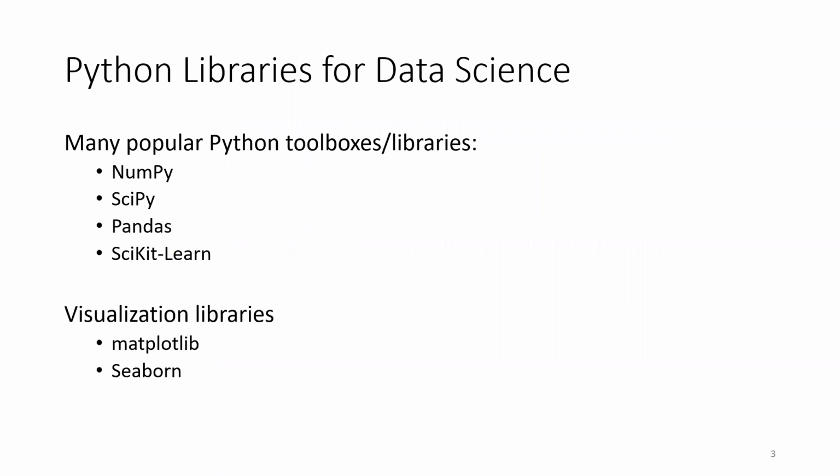For Python libraries for data science, these are the four major ones, as you can see: NumPy, SciPy, Pandas, and Scikit-learn. We won't be talking about SciPy in this class, but we'll be talking about NumPy, Pandas, and Scikit-learn. And for visualization as well, we'll be looking at Matplotlib and Seaborn, so we'll talk a bit about those two visualization libraries.